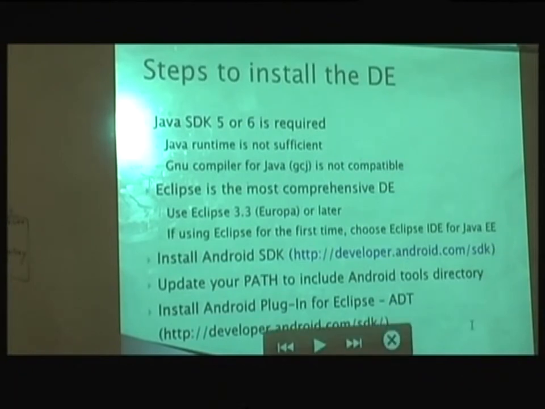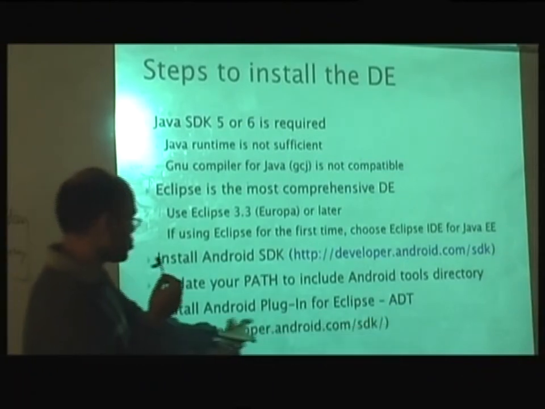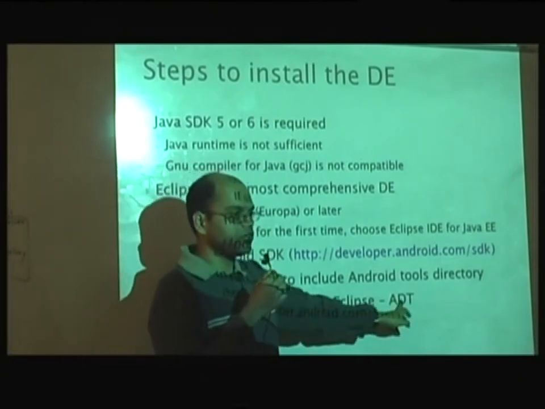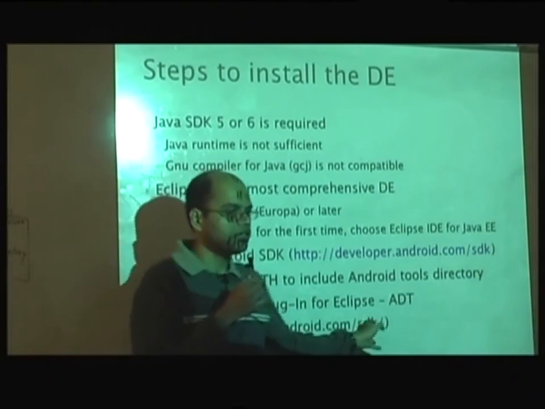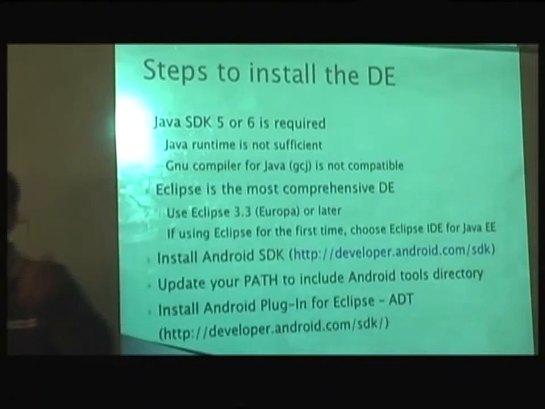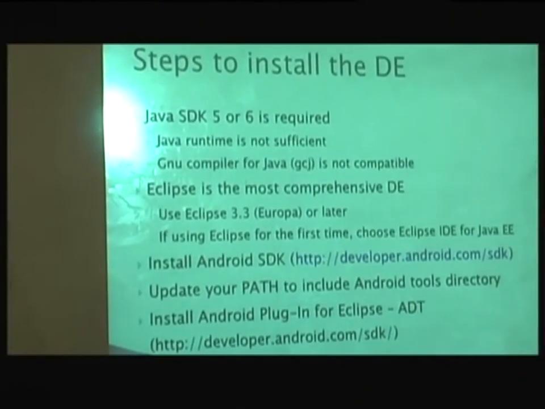And this is most important, the final thing. Install Android plugin for Eclipse, and it's called ADT. So if you Google for this, I've also given you the link. Right? So you will go and download a plugin that will get inside your Eclipse, and now you can compile, debug, and you can do everything with the Android code.